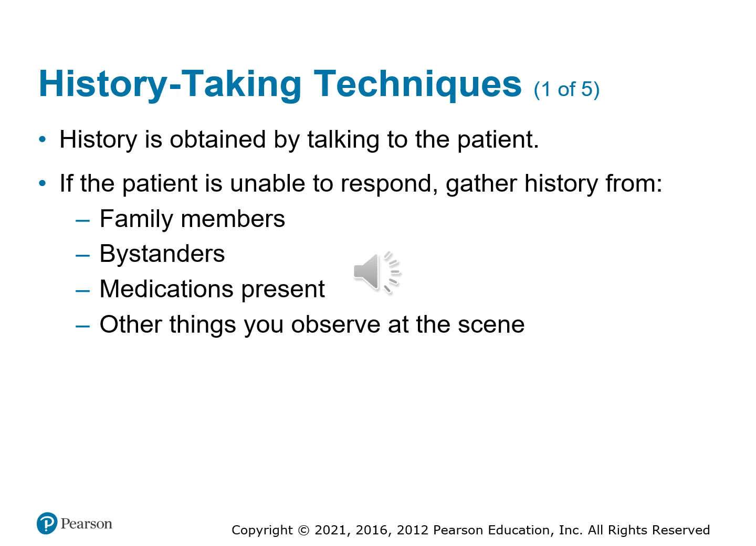We also need to look around for medications. If we see medications, what are they? Do they have the patient's name on them? Insulin is kept in the refrigerator, so if we have the potential for a diabetic, check the refrigerator, see if there's insulin in there. Other things that we observe at the scene may include drug use, alcohol, a blood pressure cuff, or anything medical related that could tell us of a potential underlying condition.